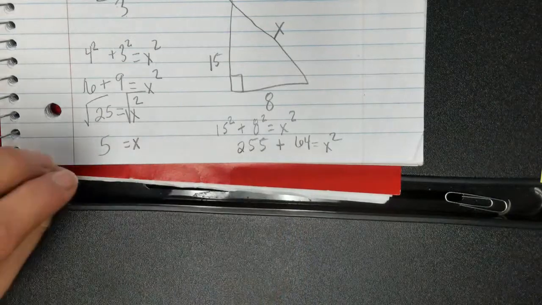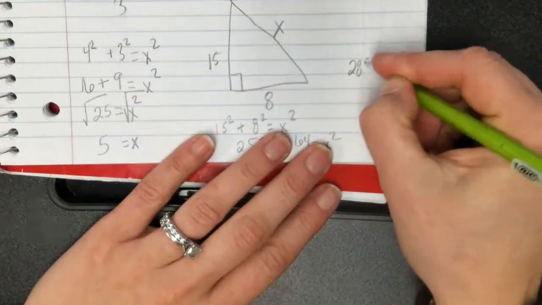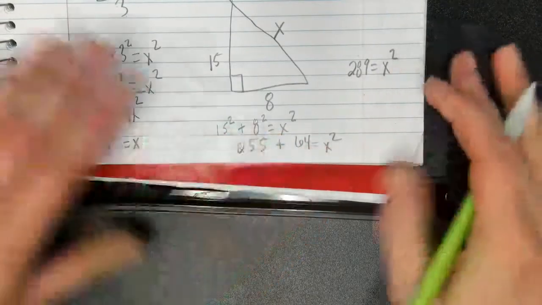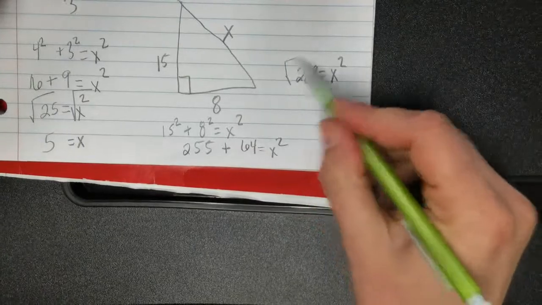Running out of room here. I'm going to add these. So I have 289 equals x squared. And again, we get rid of this squared by taking the square root.